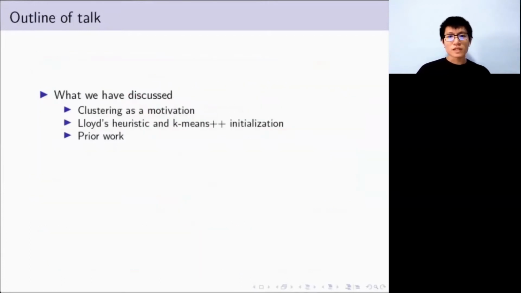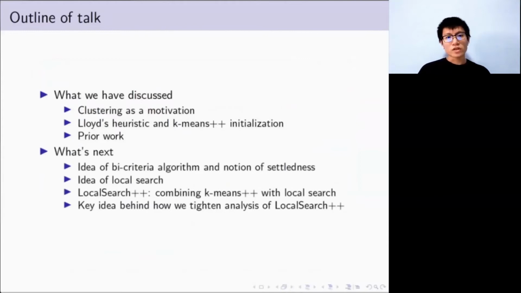Okay, so far we have discussed the problem of clustering and introduced Lloyd's algorithm and the k-means plus plus initialization. For the rest of the talk, we'll describe the key ideas behind our analysis. So our analysis uses the idea of settledness, which is also observed in the bicriteria approximation works. We will also introduce what the local search algorithm is and how local search plus plus improves upon it. Finally, we'll wrap up by pointing out the key insight that we have to improve the analysis of local search plus plus.